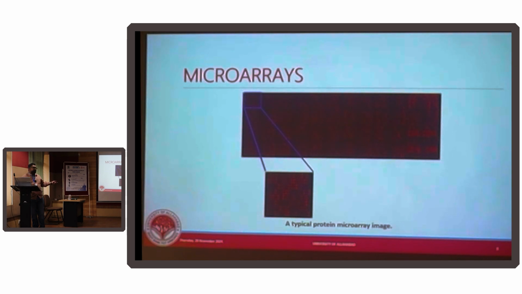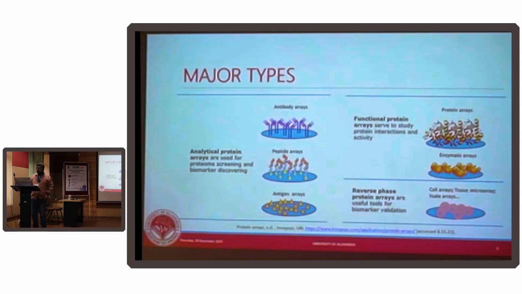Right. It's fine. So these are grids. These are small grids. And if you look at it, these are very small dots present on these microarrays. And each of these dots might represent a protein or a peptide, or sometimes a cell lysate. So depending on the kind of arrays. So we will now move on to what are the major types of protein arrays. So the major types are primarily these.